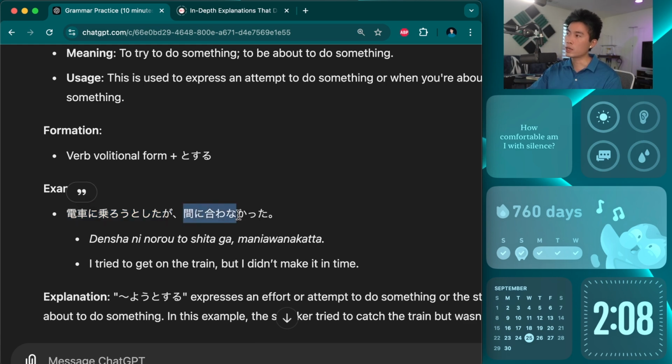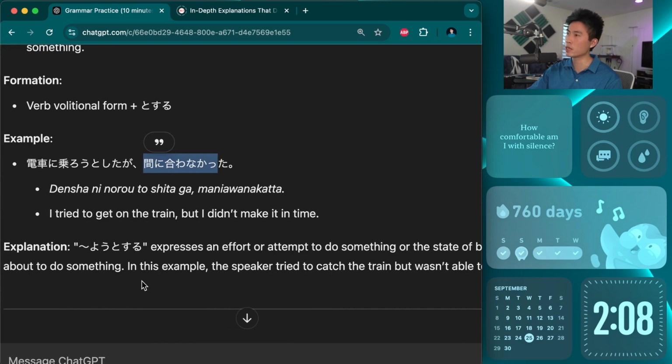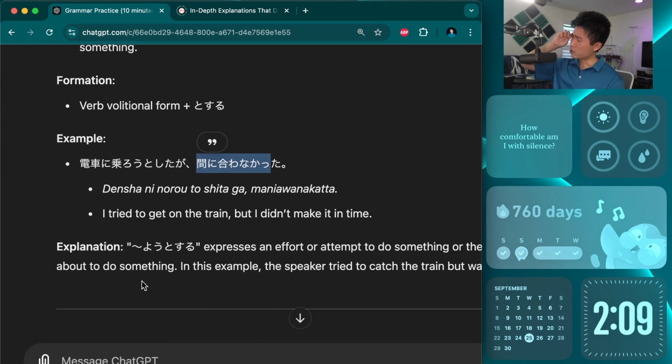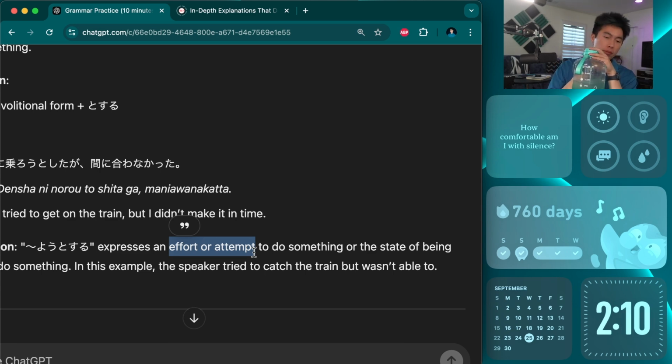Ma ni awanakatta. Explanation: expresses an effort or attempt to do something, or the state of being about to do something. In this example, the speaker tried to catch the train but wasn't able to. Okay, so to try to do something. I'm trying to internalize this. The other thing that I can think of is like to try something, like literally, let's say you want to try a specific food or something, like katsu o tabete mitai. I want to try katsu. But I think that kind of try is different compared to this, an effort or attempt rather than to try. I'm sorry, I don't know why my throat is really dry right now.